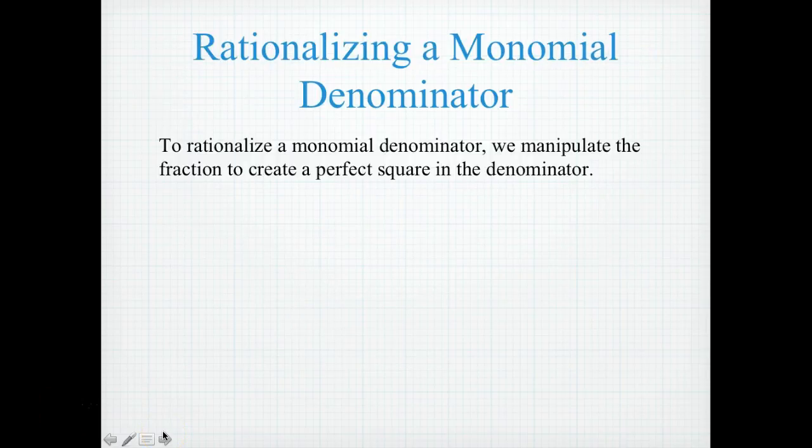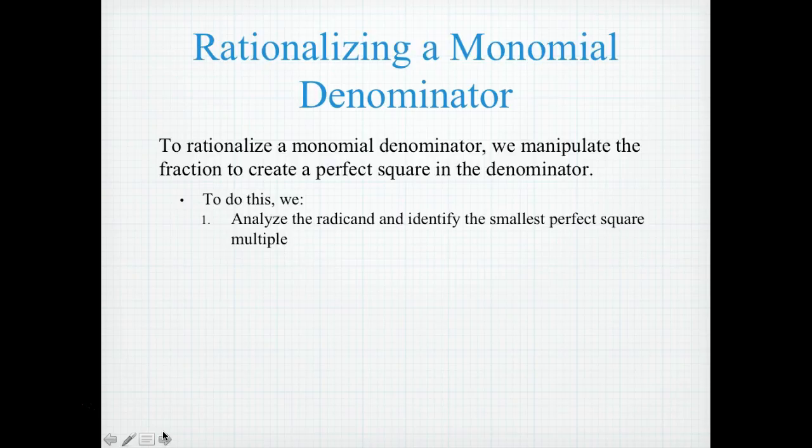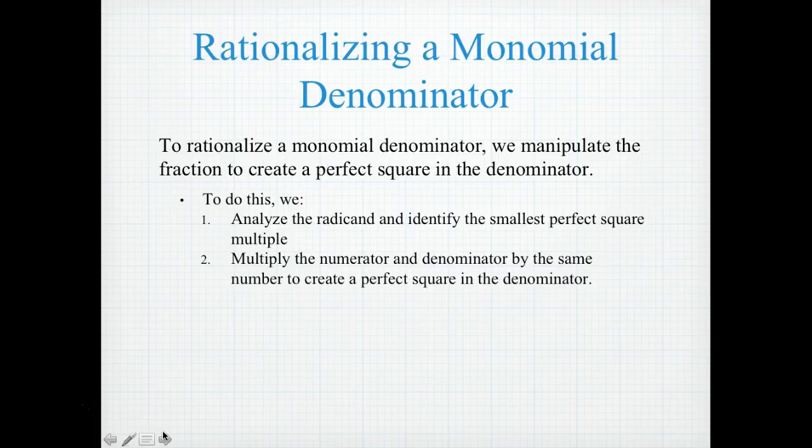To rationalize a monomial denominator, we manipulate the fraction to create a perfect square in the denominator. To do this, we have to analyze the radicand and identify the smallest perfect square multiple. Second, we have to multiply the numerator and the denominator by the same number to create the perfect square in the denominator. Here we'll have three examples.